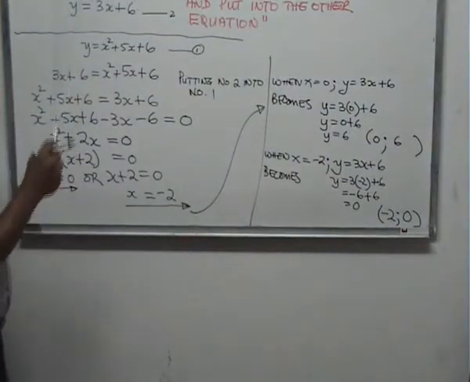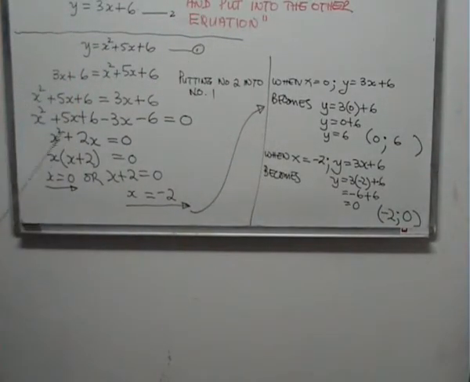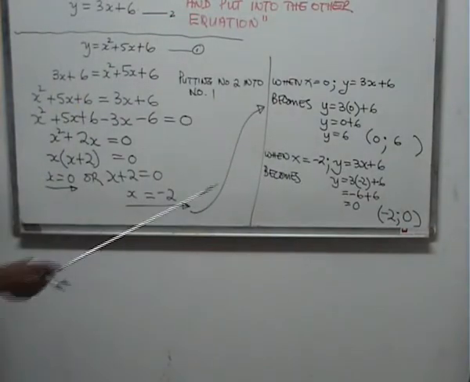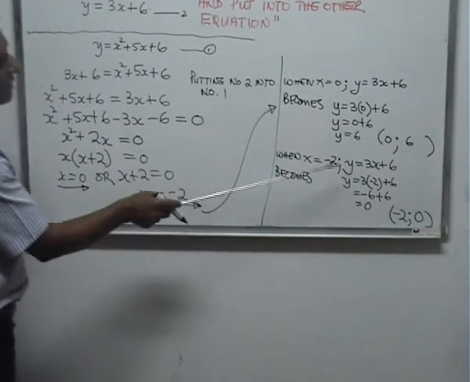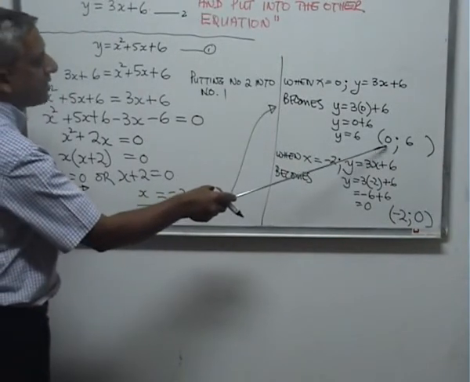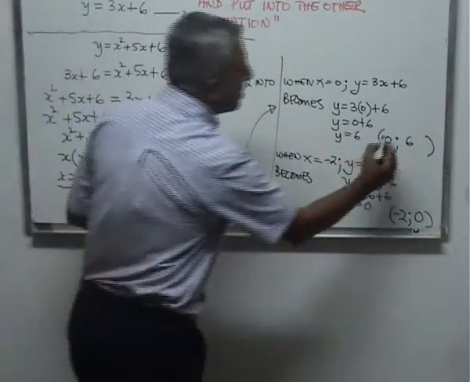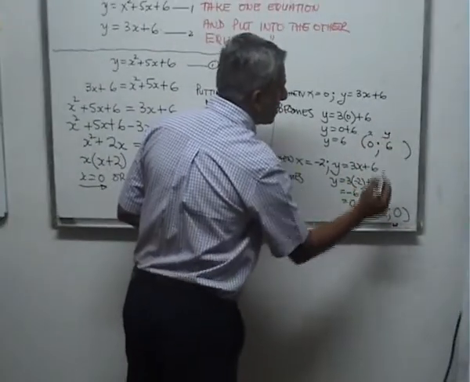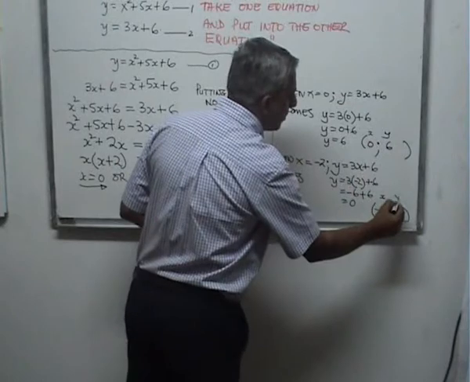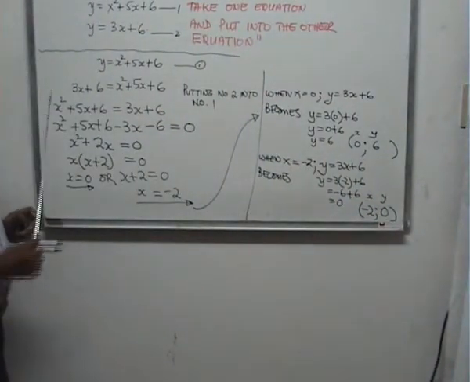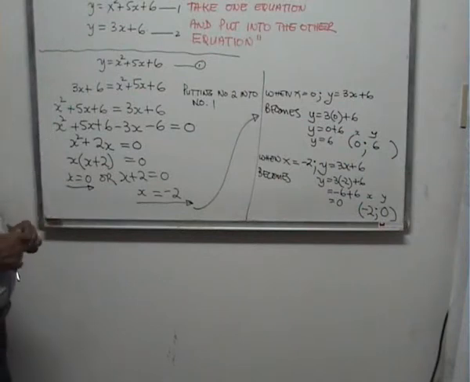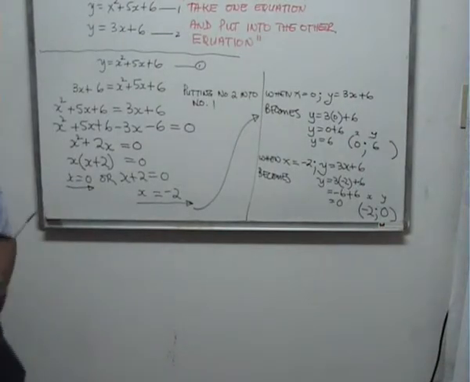So, we have solved the system of equations and we have come up with two values for x, we have come up with two values for y. And we write the answers usually in an ordered pair. There's x, there's y. When x is 0, y is 6. When x is minus 2, y is 0. Alright? So that is how you solve. And you can see now, this is why we learned quadratics, because we're using the knowledge of quadratics to solve this problem.